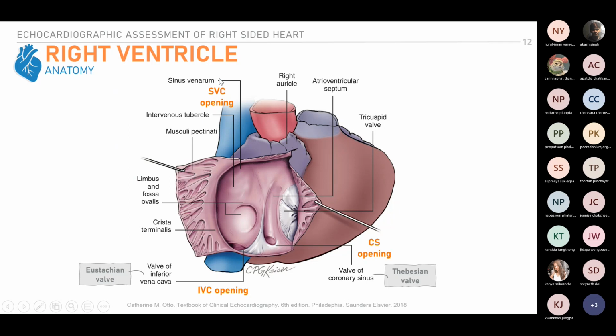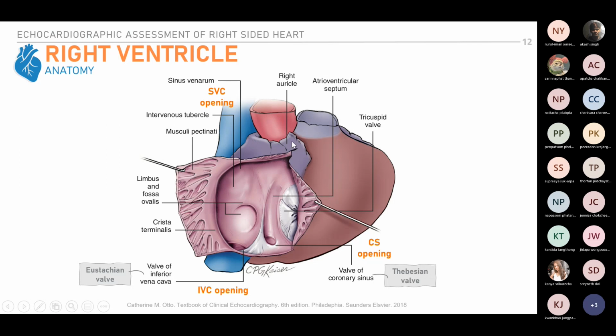Anatomic features of the right atrium include three openings: SVC, IVC, and coronary sinus, and the crista terminalis is a muscle ridge which lies from SVC to IVC. And this is the opening of the coronary sinus. It's inferior to the IVC opening, and the valve of the coronary sinus is called the Thebesian valve, and the valve of the IVC is called the Eustachian valve.